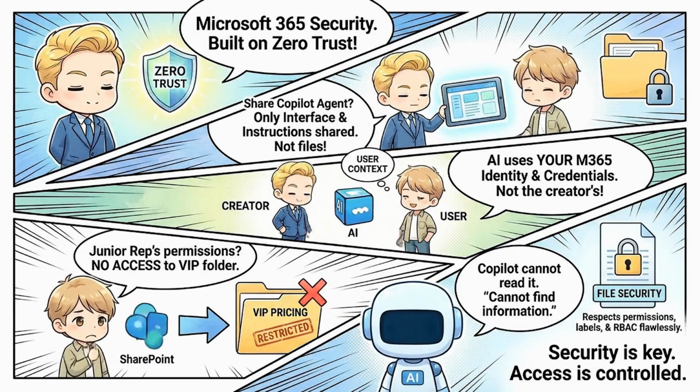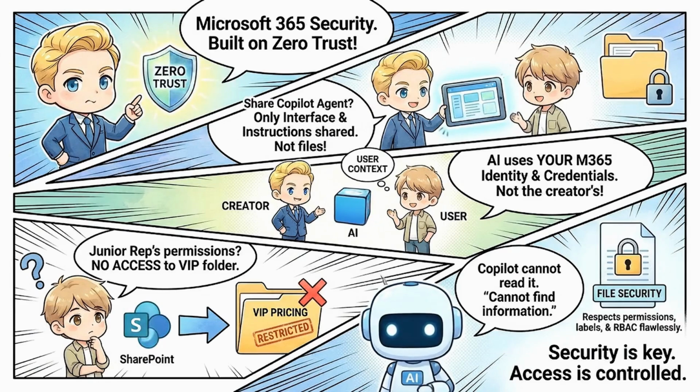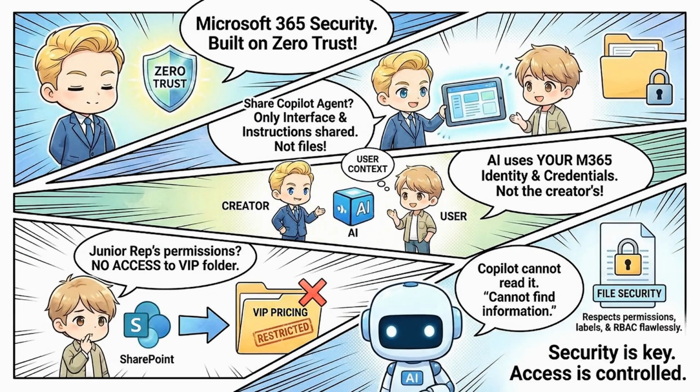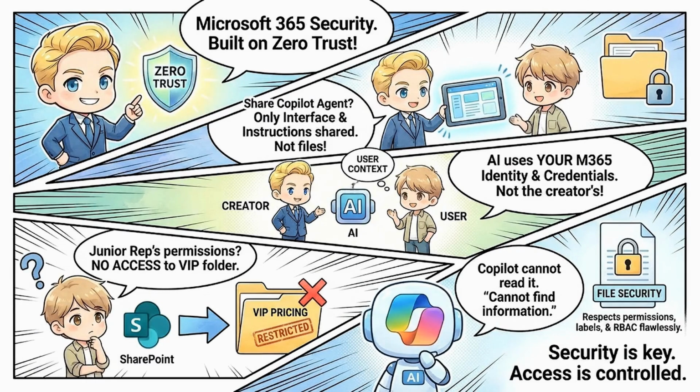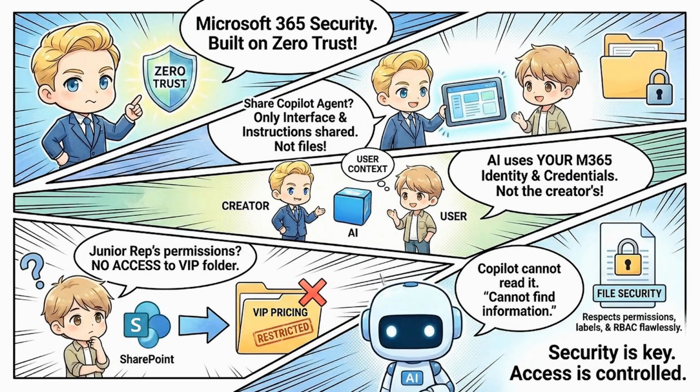In Marcus's case, when a junior sales representative asks for VIP pricing, the agent attempts to search the connected SharePoint site on behalf of that junior rep. Because the junior rep's standard SharePoint permissions do not grant access to the VIP pricing folder, the Copilot agent cannot read those files either. It will politely inform the user it cannot find the requested information. The agent flawlessly respects existing file-level security, Microsoft Purview sensitivity labels, and role-based access control.